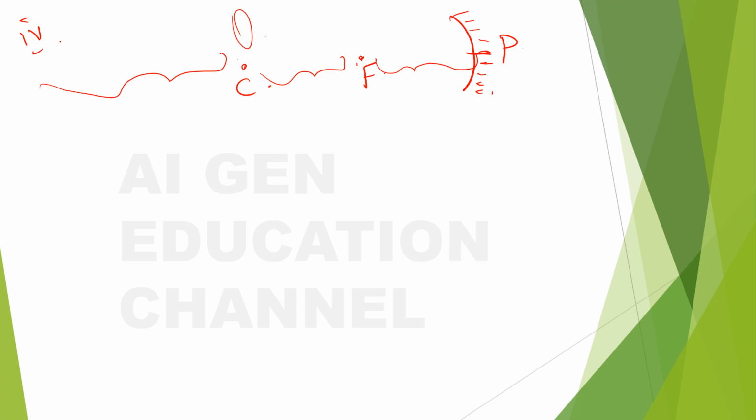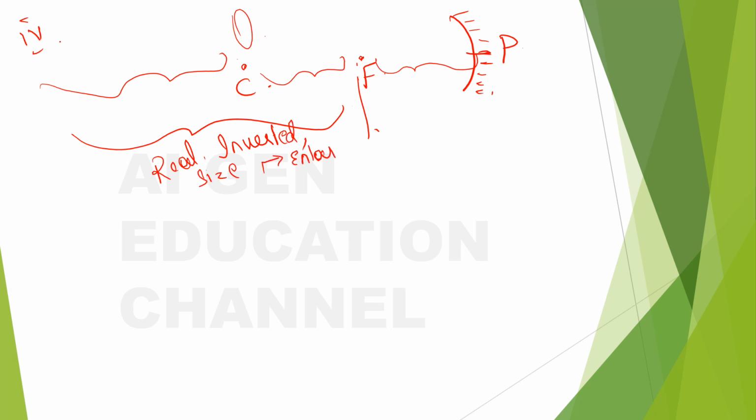So let us see. First thing, do you remember what did we get till here? It is always real, inverted, and what changes is size, right? Size of the image, sometimes it will be enlarged, sometimes it will be diminished, and at the center of curvature you will get the exact image.